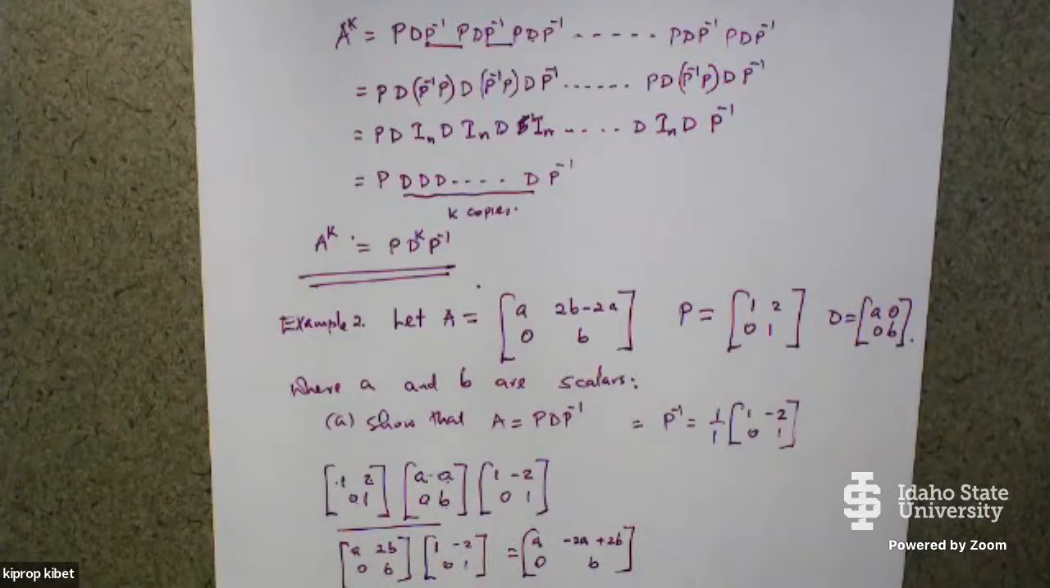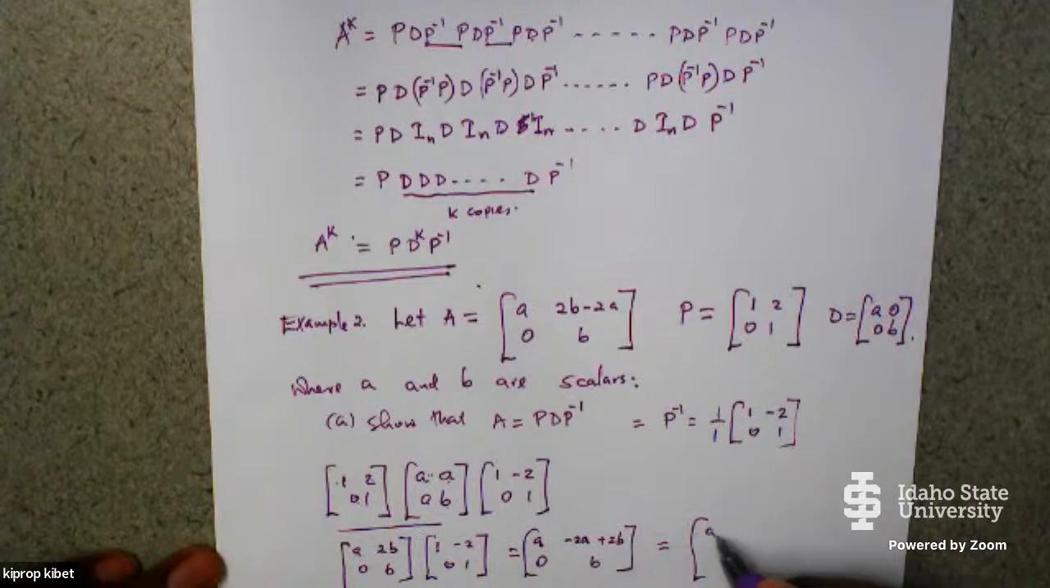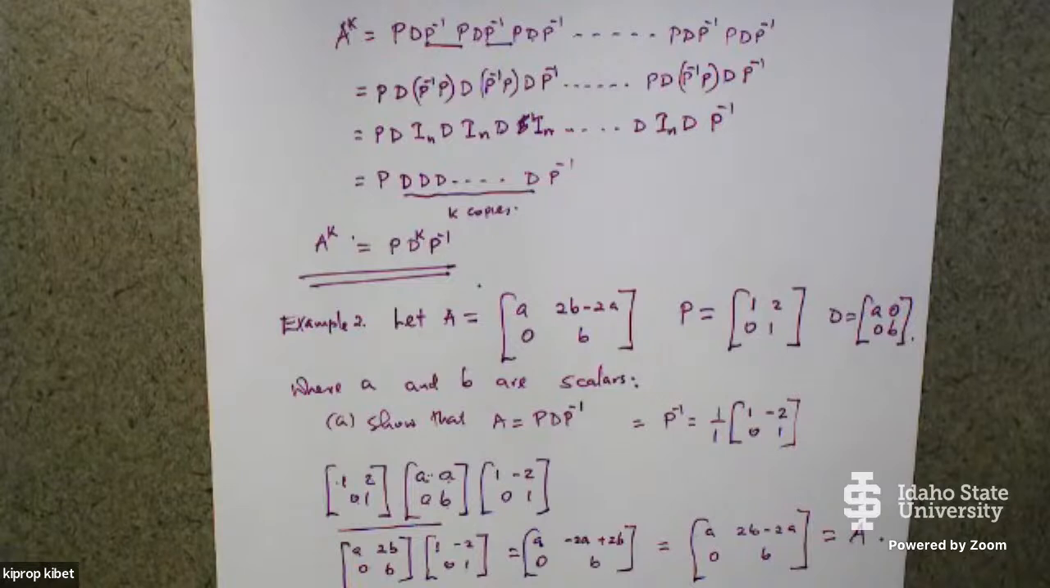Right. So basically, it is the same as. So you can just switch this. So A, 2B minus 2A, and then 0, B, which is equal to what? So it is the same.